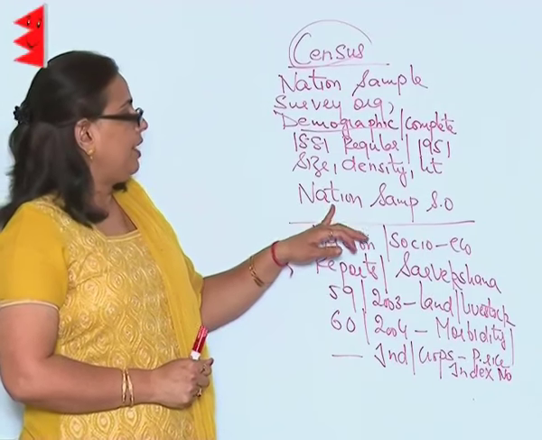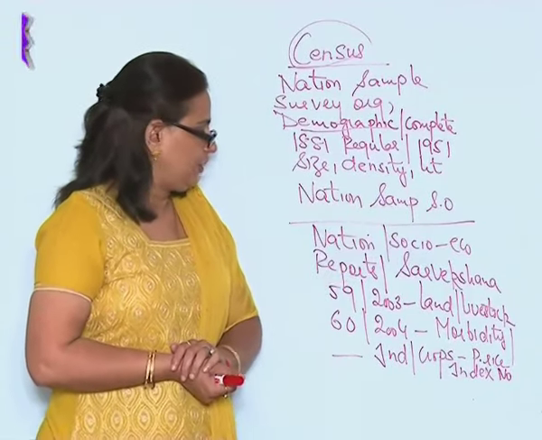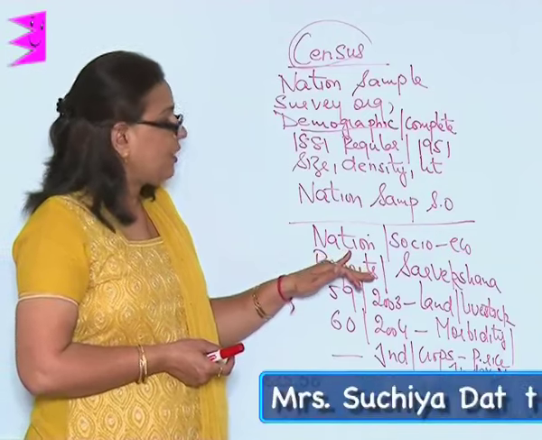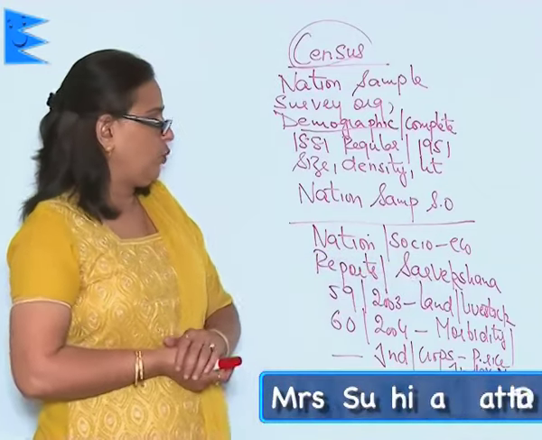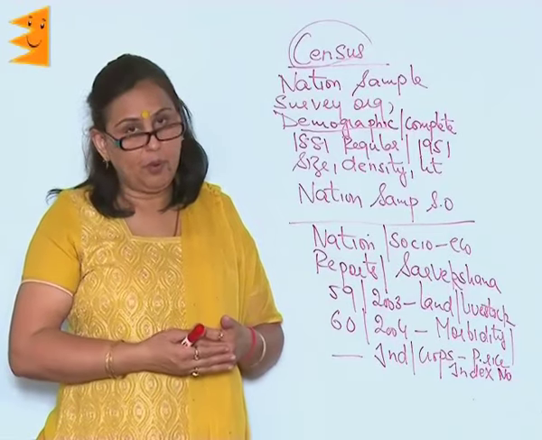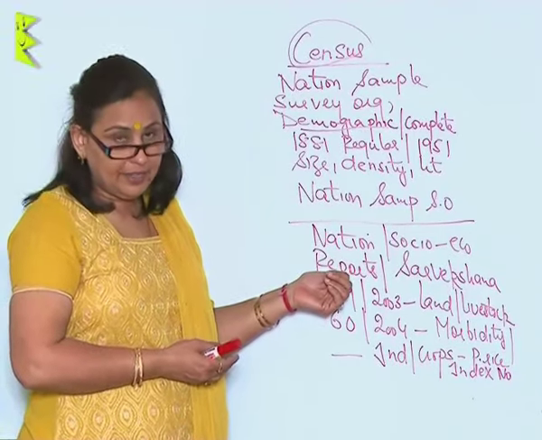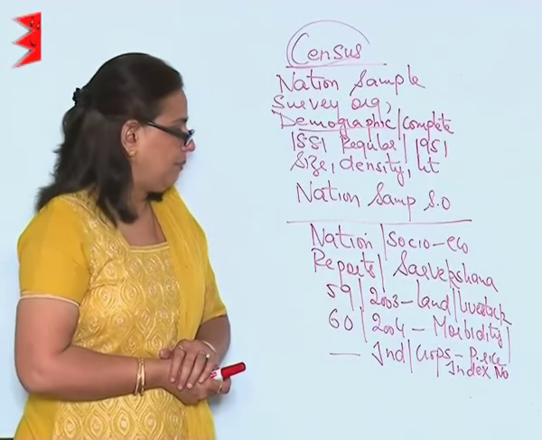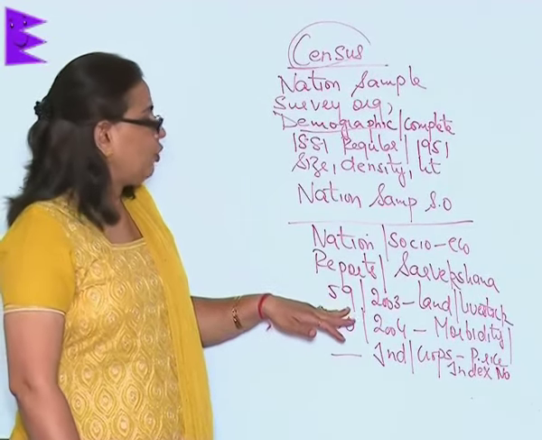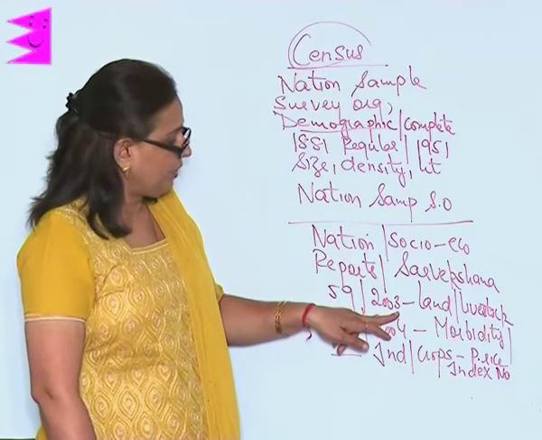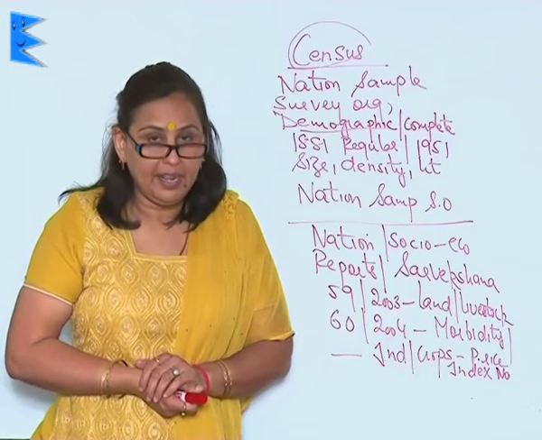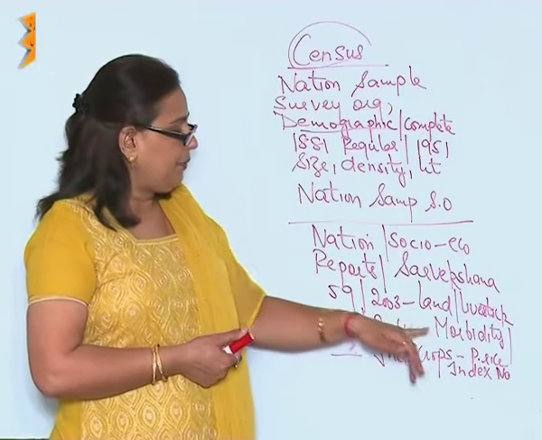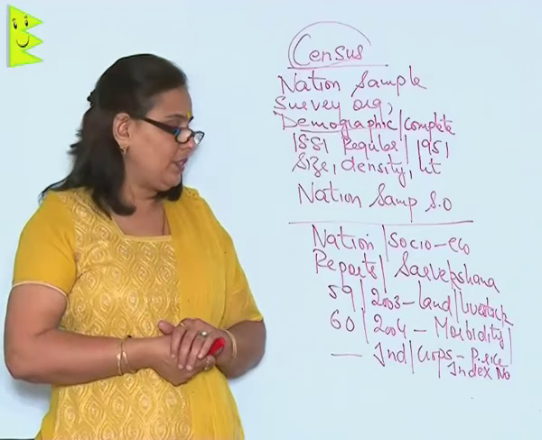Now, let me talk about the National Sample Survey Organization. This organization collects surveys of the nation on various socio-economic issues, and it presents the report in various journals, that is, it puts up the report, and also brings out a quarterly journal called Sarvekshana. For example, in the 59th round of this survey, which was held in 2003, they collected a survey on land and livestock. Whereas in their 60th survey in 2004, it was on morbidity and health issues.